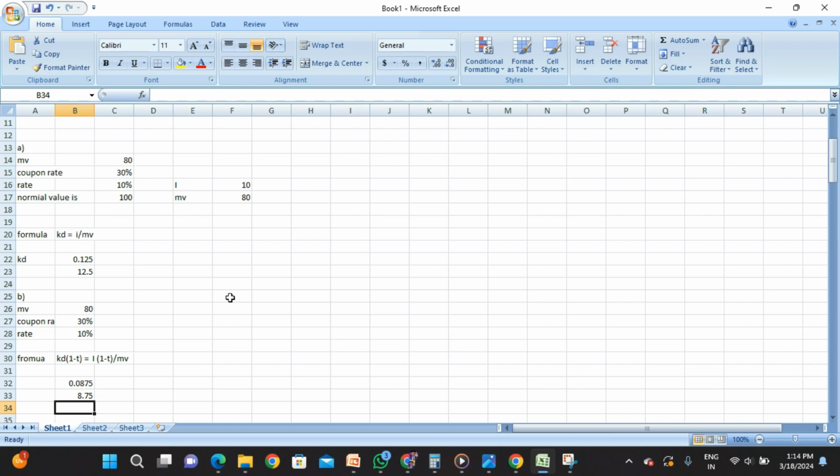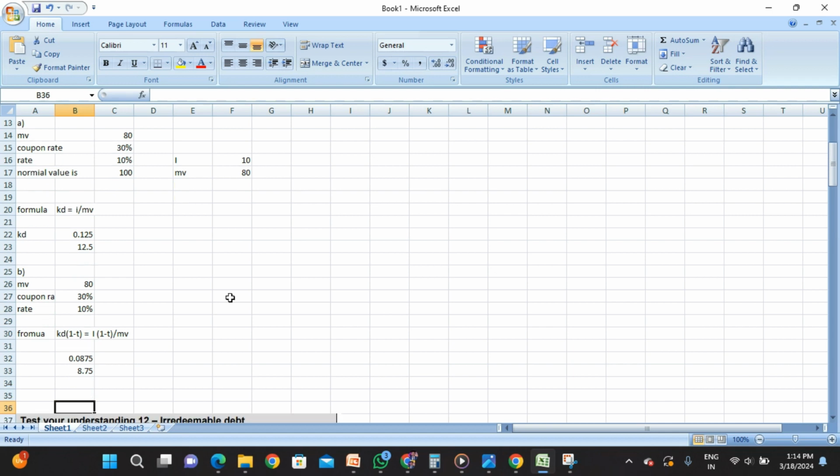When we are considering the tax relief to the company, from the point of view of the company, the formula will be Kd (1 - T) = I (1 - T) / market value. It's very easy, just remember the formula.